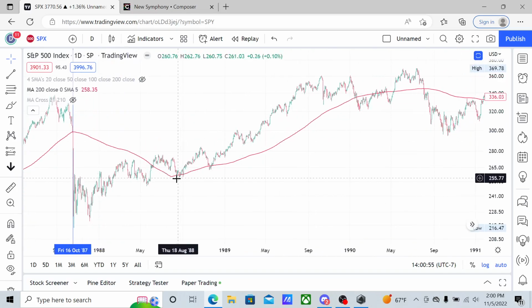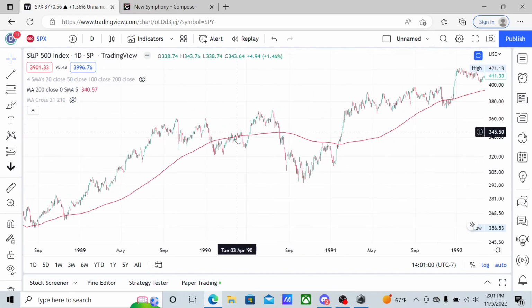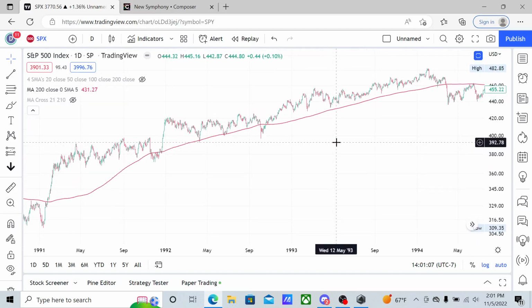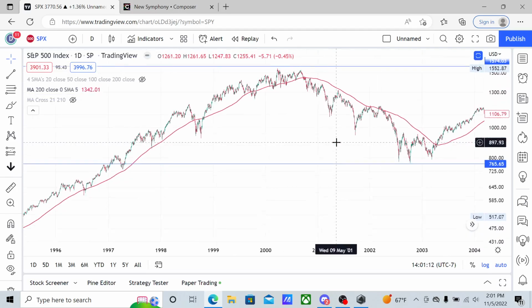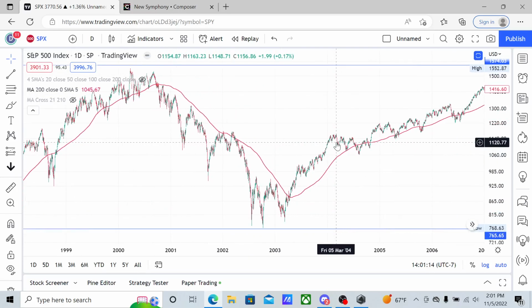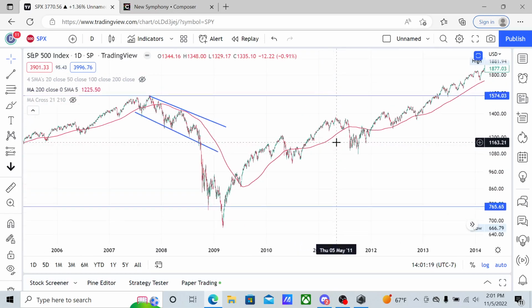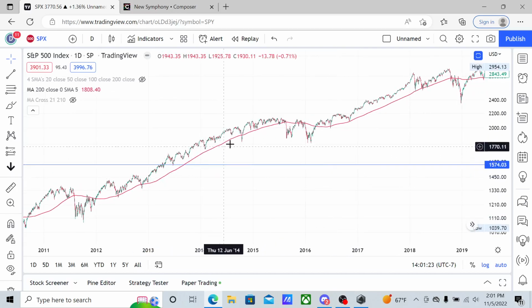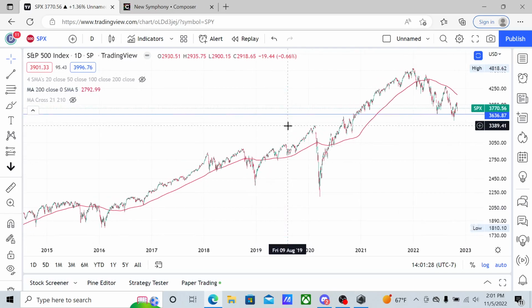Here it is again, respecting the 200-day, respecting the 200-day. Got some choppiness here. This is 1990. So that is a broad look at the macro movement of the S&P 500 and how you can plug in your moving averages to see what the trends are on a stock or an ETF or whatever.